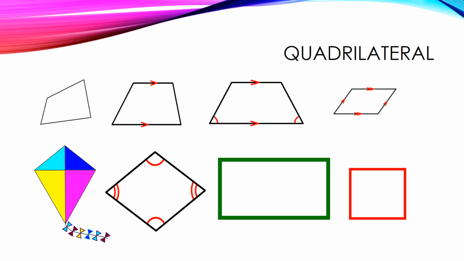Let's look at some kinds of polygons. A quadrilateral is a polygon with 4 sides or edges and 4 vertices or corners. Different kinds of quadrilaterals are trapezium, trapezoid, isosceles trapezoid, parallelogram, kite, rhombus, rectangle, square.